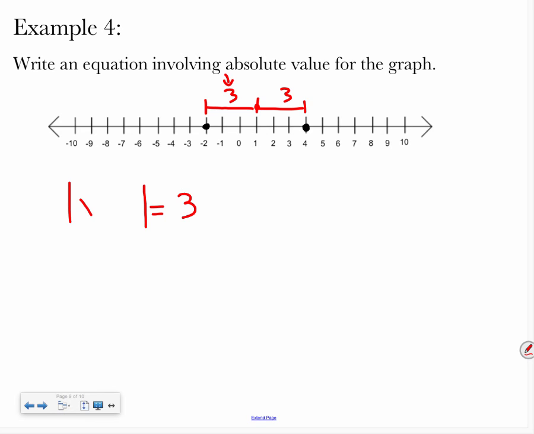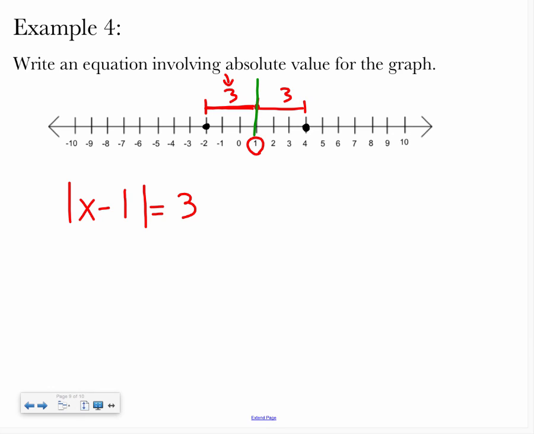Then what you do, you take your variable and you say minus. Now you might wonder, what number do you put in there? That number is always going to be whatever number is halfway between, okay? So x minus 1, because that's the number right there. We have 1. So the absolute value of x minus 1 equals, and then how far away it is from the middle. Okay, and that would be your equation.